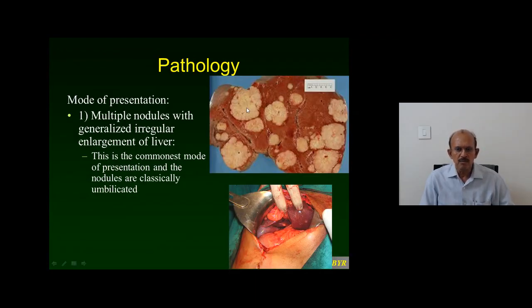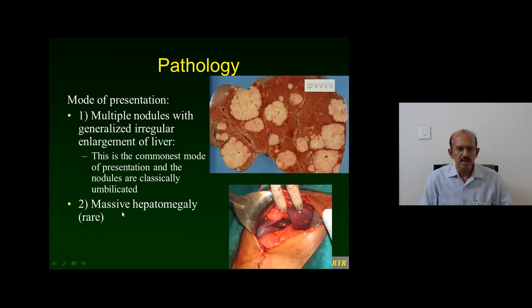But I have never found this umbilication in any secondaries in the liver. But in the books it is described that umbilication is a classical sign of secondaries of the liver. So the commonest mode of presentation is as multiple nodules in the liver.